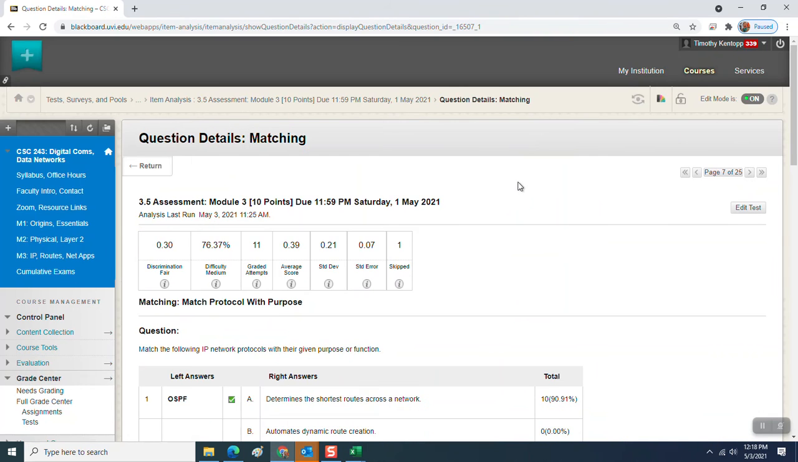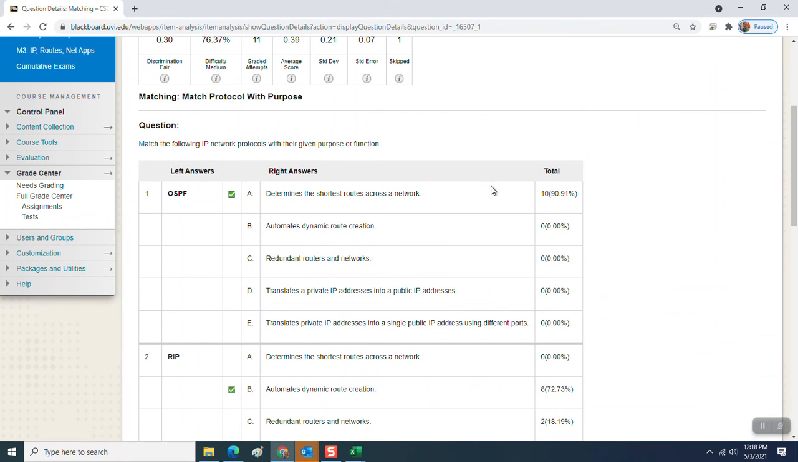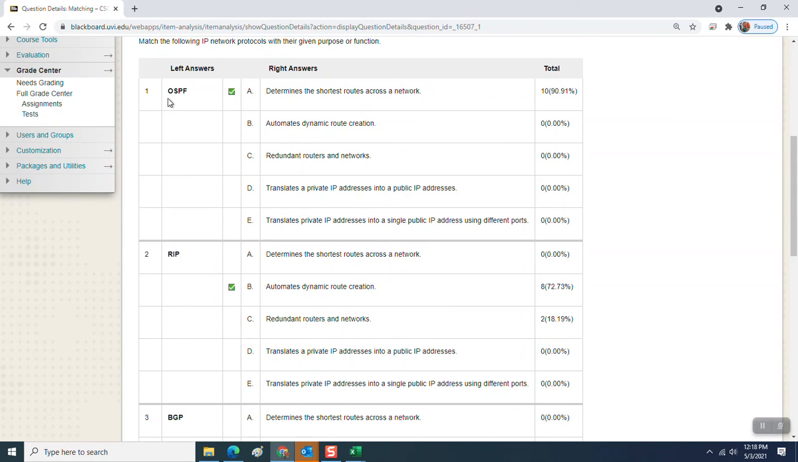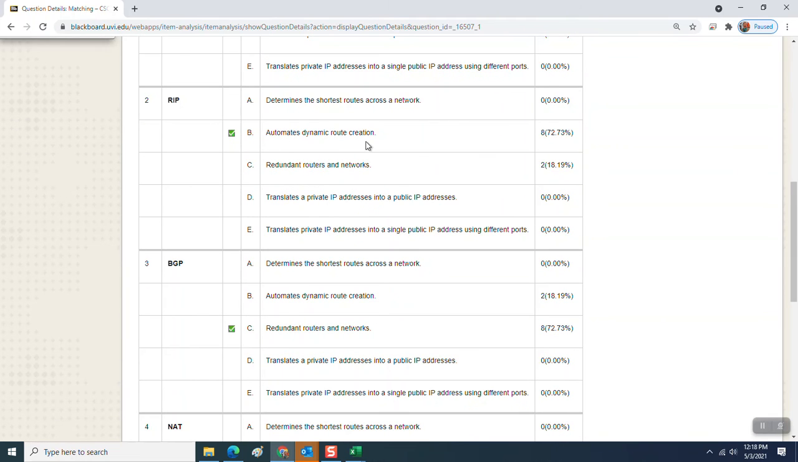Match the protocol with a purpose. OSPF, open shortest path first, determines the shortest routes across the network. RIP automates dynamic route creation. So there's static route creation when you build an IP route. That's called a static route. On the internet, those are automatically and dynamically created, kind of like DHCP, but for routes, using RIP. That's routing information protocol, right?